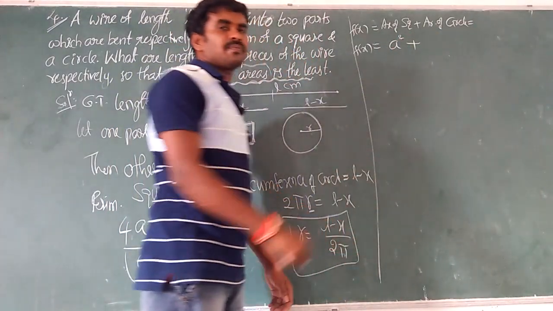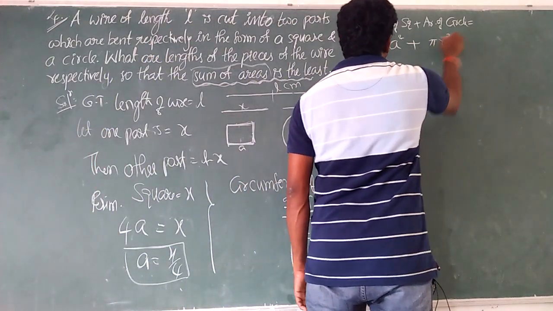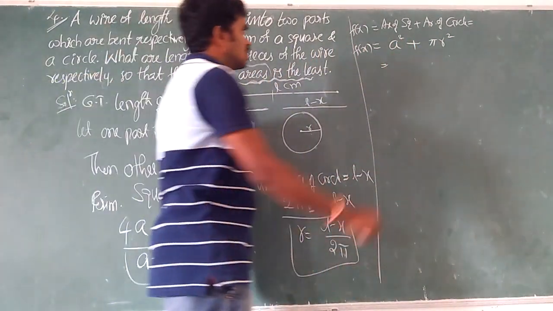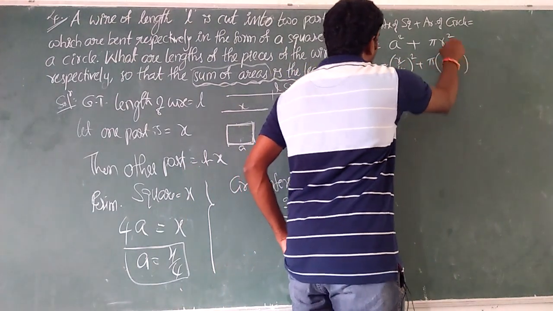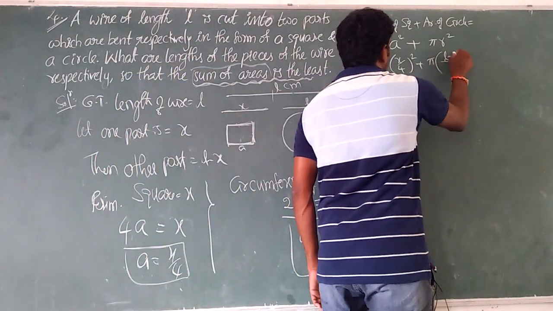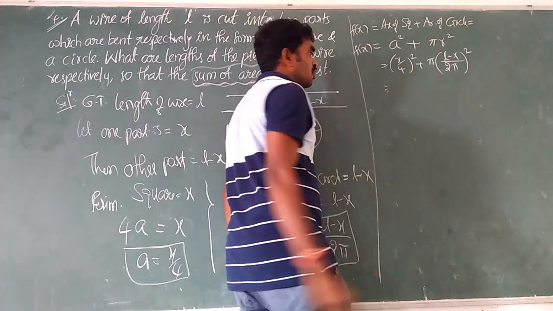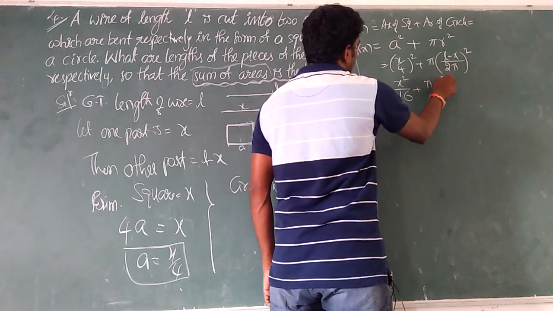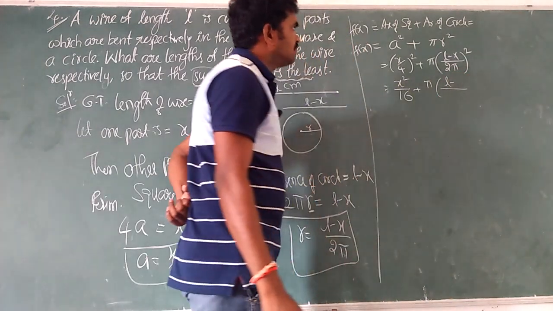Area of circle formula is pi r square. Very good. Here a means x by 4. So (x by 4) whole square plus pi into r, and r means what here? (L minus x) by 2 pi. It has a square, so let's simplify: x square by 4 square is 16, plus pi into (L minus x) whole square. Can we simplify?